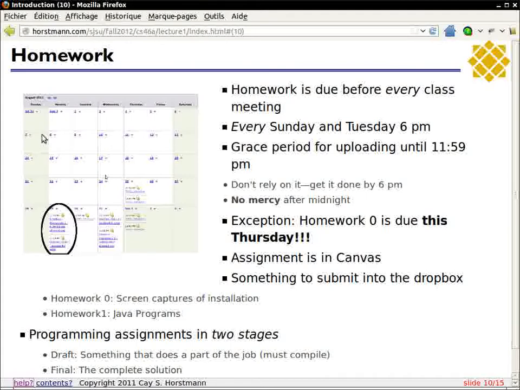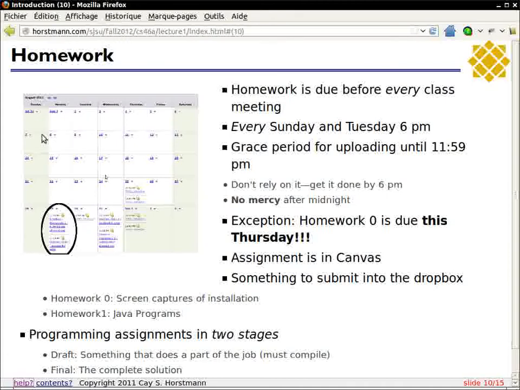And the reason is, with some people, their computer dies at 5:58. And that gives them enough time to resurrect it, drive to the next internet cafe, and upload their work there. Don't rely on this. I've had people saying, well, how does Horstmann know whether I'm really at the internet cafe or back at home? I work till 11:59, but if at 11:59 it shuts off, that's your problem and not mine. No mercy after midnight.